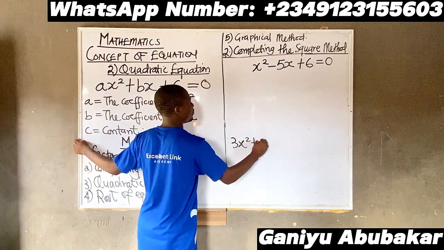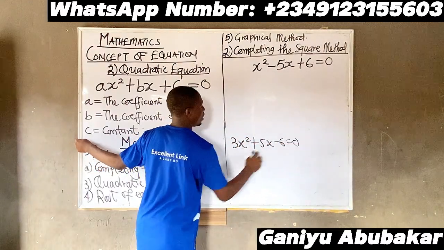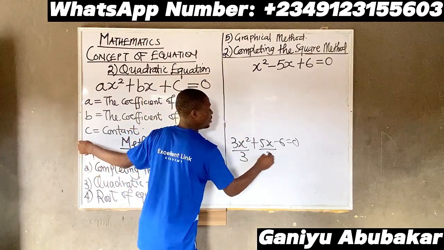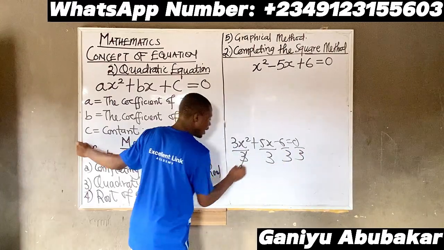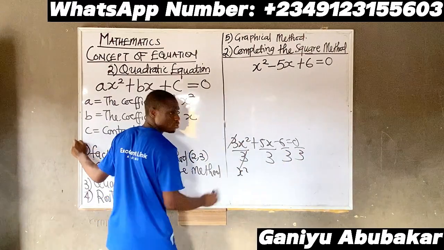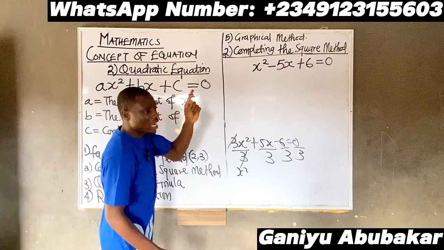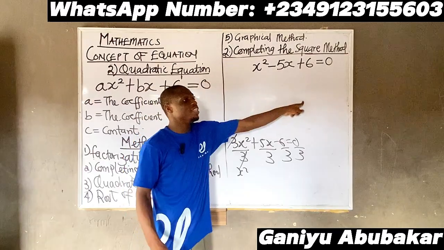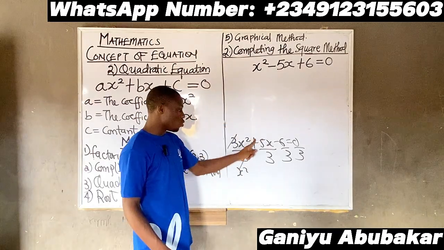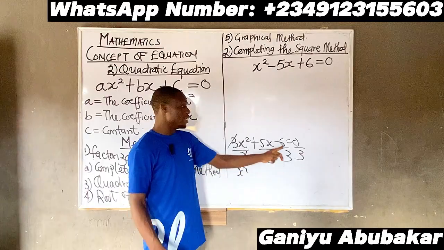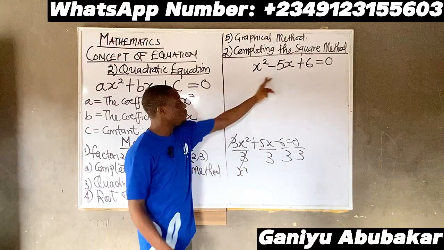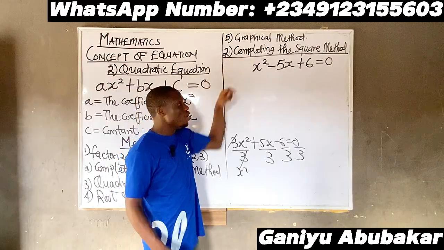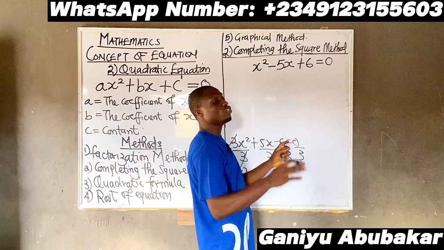If I'm having 3x squared plus 5x minus something equal to 0, how do I make it work? I divide by 3, everything by 3, so that this 3 can go, and I can have just x squared. That means the coefficient of x squared is unity. If something is here, divide everything by 3, so I have x squared plus 5 over 3 x. Then I can solve, because now it is unity.